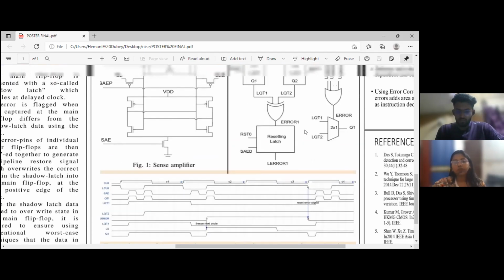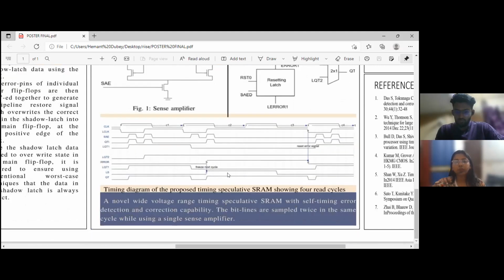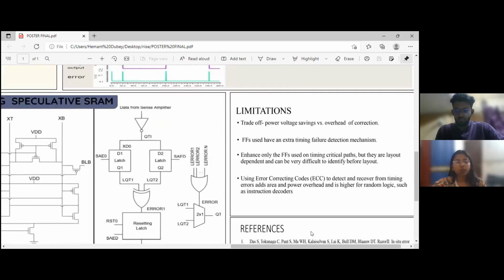Only the corrected data, the second sample, stays latched at the output so that it is available for the subsequent system access. The error case is similar to a cache miss in a hierarchical memory system, wherein the memory is accessed more than once to get the data. Limitations of this Razor flip-flop and references can be discussed further.